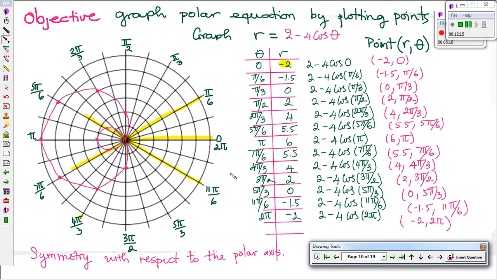So this is the graph of the equation r equals 2 minus 4 times cosine of theta. Now this type of curve, so I'm going to write here, this type of graph, it's called a Limacon.